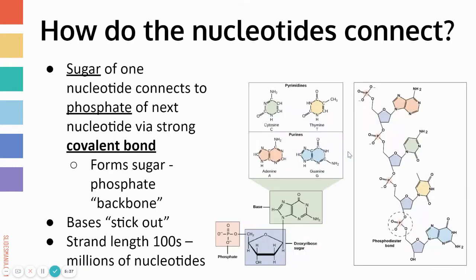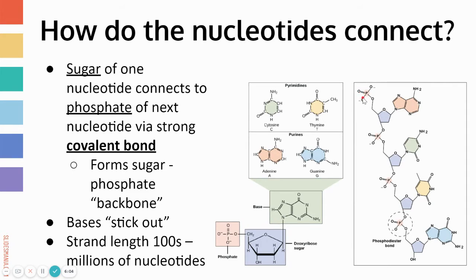Okay, so let's take a look at how each individual nucleotide is going to connect to the next. I'm going to keep making references to proteins. Proteins are made up of strings of amino acids that are all connected to one another, right? So in the same way, our DNA is going to be made up of strings of nucleotides. But the nucleotides are going to be connected to one another in a very specific way.